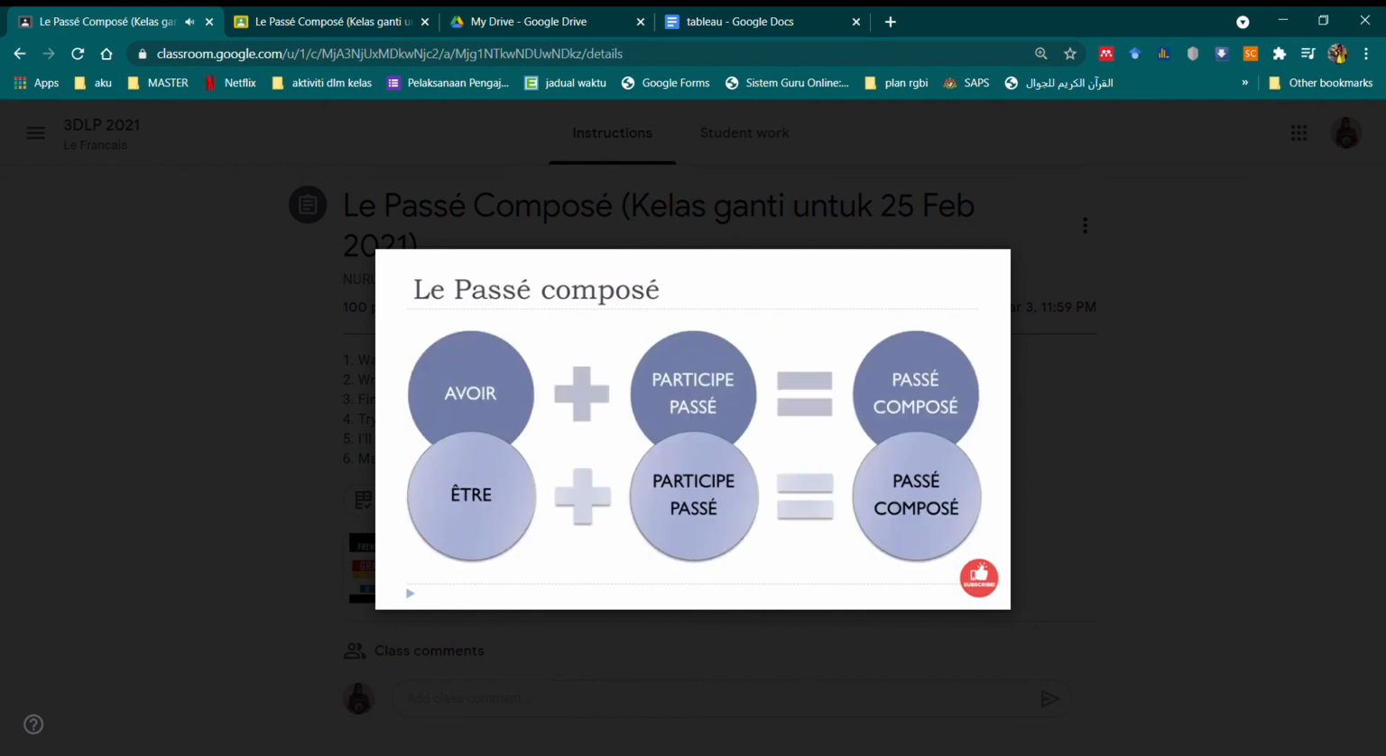Okay? So, the thing that we've got to keep in mind is, in most of the cases, you will have to use this avoir at the present form, then this participe passé form, and you will get this passé composé. Okay? In some cases, for the verbs, so the list of verbs we saw, and it's not a long list, so try to remember it. And all the reflexive verbs, you will have to use this être at the present form, then the participe passé. Then you will get this passé composé form.